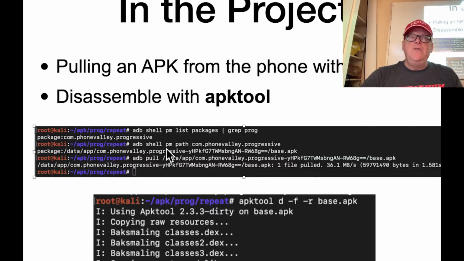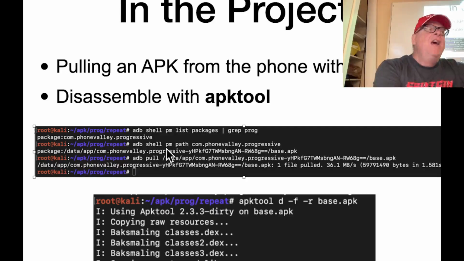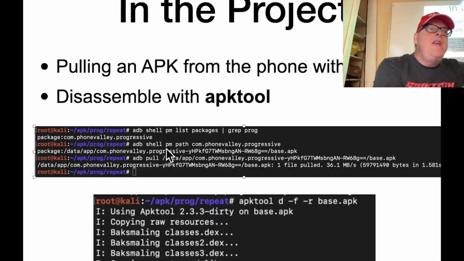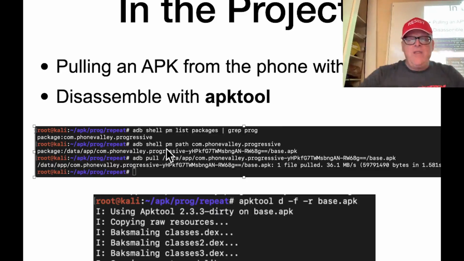For some reason, they do this. Every time you install an app on the phone, it saves the original APK, and then it unpacks it and installs it. So you have basically 2 copies of every app. You have the running copy, and you have the original APK available. So that's handy. You can just pull the APK off.